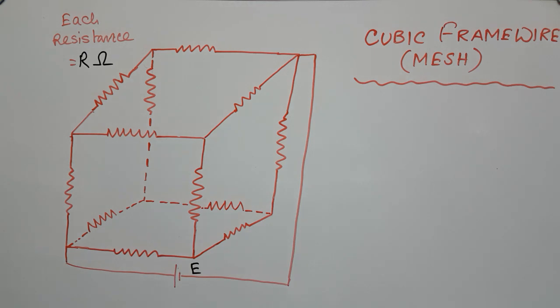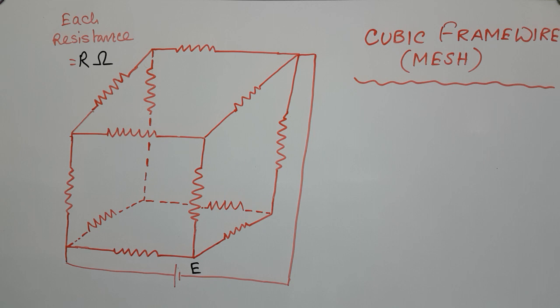Hello friends, after we have discussed Ohm's law and resistances, we were able to solve the series and parallel combination of resistances. We learned how to find the equivalent resistances from there. But many students have asked how to solve this kind of network, which is called a cubic frame wire or cubic mesh network. So how to find the equivalent resistance between the two diagonally opposite corners of a cubic mesh.